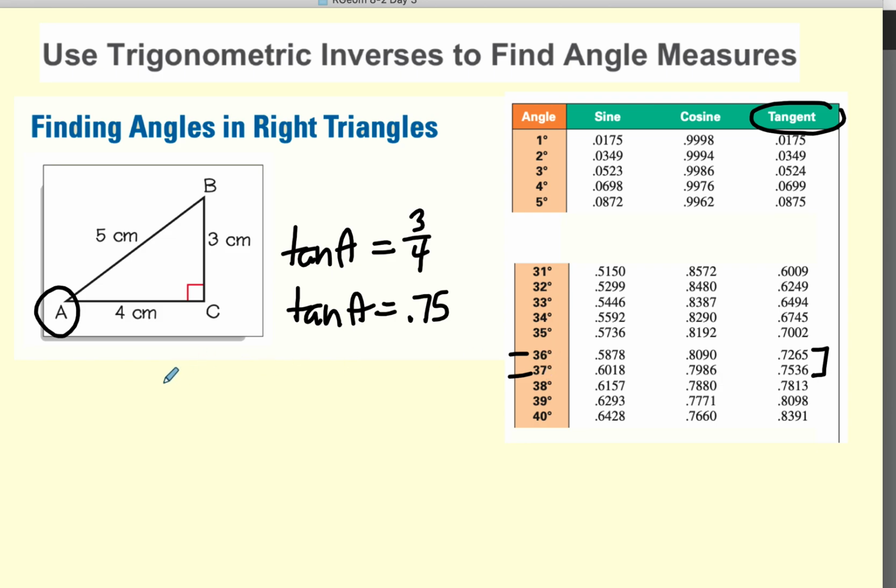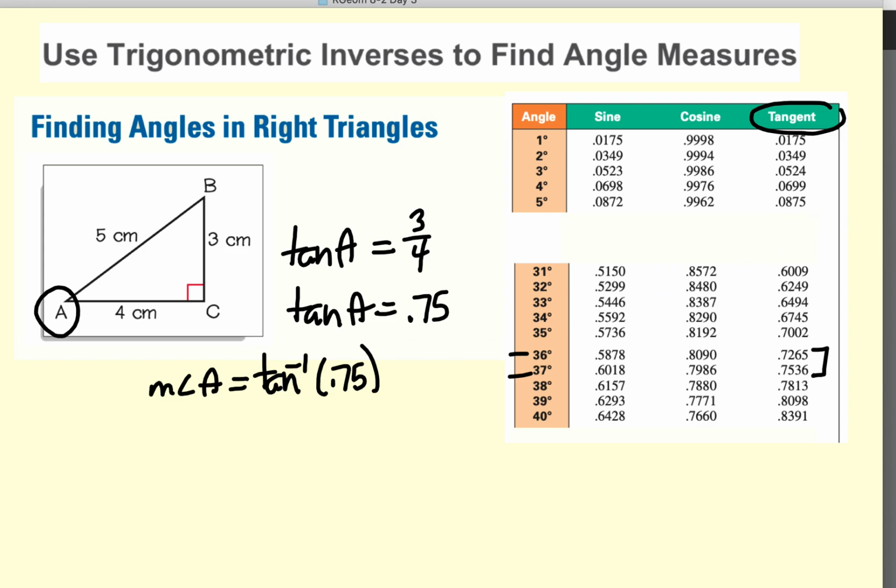So let me show you what the calculator is going to help us do. The calculator will help us get angle A. So we're going to be able to get how big angle A is, but we're going to have to use a symbol that looks like this, tan inverse, and then 0.75. So when you want to find an angle, you have to use this symbol right here.